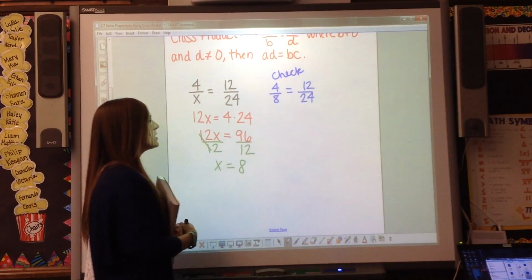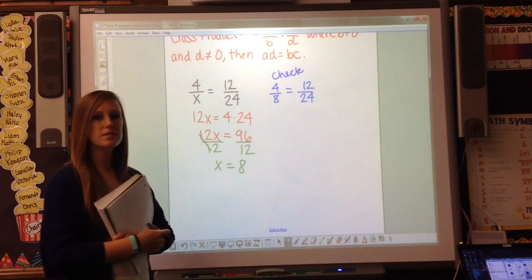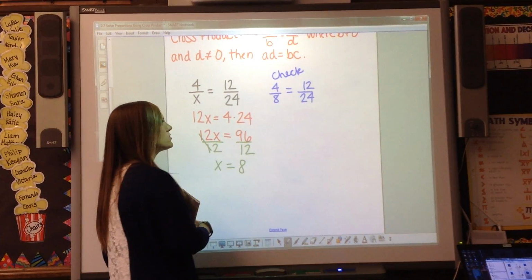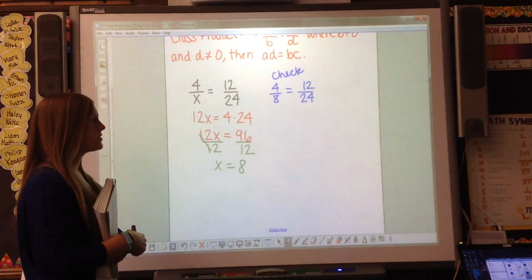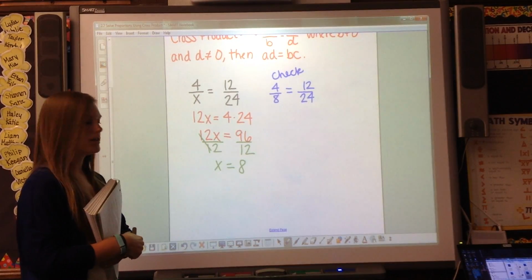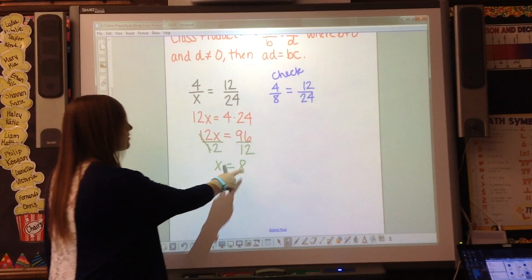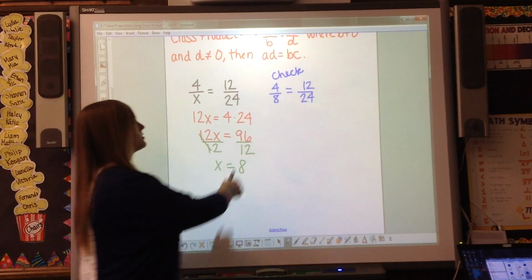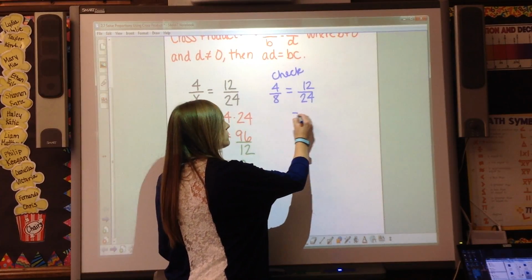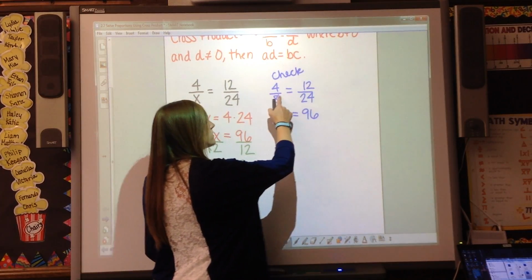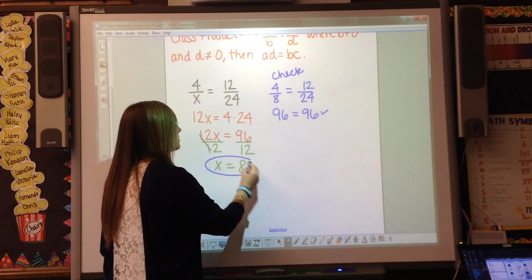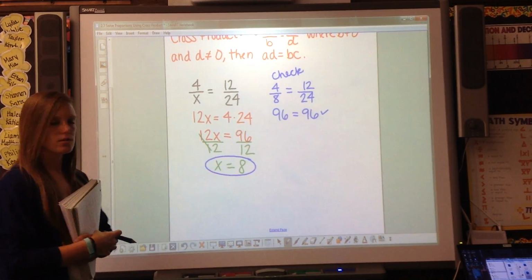There's a couple different ways you can check this. You can reduce them and see if you get the same answer. For example, this fraction can be reduced to 1/2, and so can the other, so you know that it's the same thing, that x equals 8 is correct. Or you can cross multiply to see if you get the same answers. For example, 4 times 24 is 96, and 12 times 8 is also 96. So if both sides of the equation are equal, you know that your answer is correct.